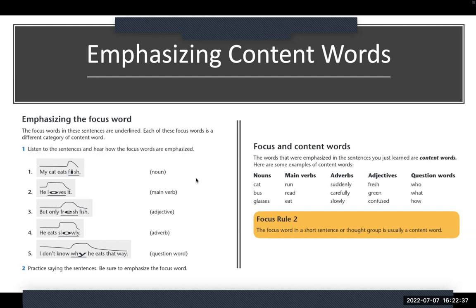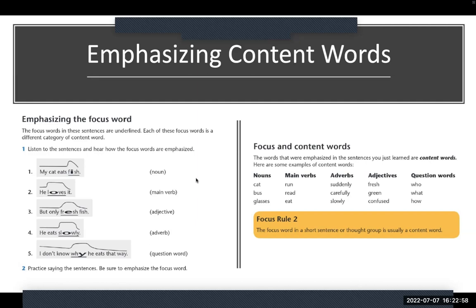I don't know why he eats that way. I don't know why he eats that way. Why has the most emphasis, followed by eats, right? I don't know why he eats that way. You can see it kind of trails off at he eats, right? But really what we're trying to say is why. That's the question we are asking.